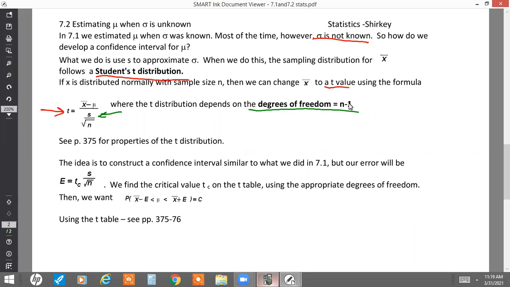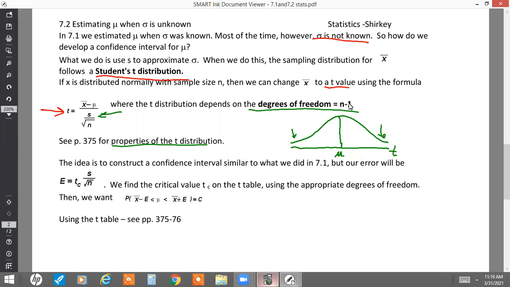On page 375, properties of the T distribution, I'm just going to give you a quick rundown of that. The T distribution's high point is above the mean, and it looks like a normal distribution, except the ends aren't as close to the horizontal axis. It's like it has fat tails, if you will, right? The tails of it.